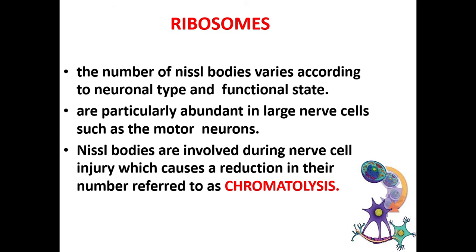The number of Nissl bodies varies according to neuronal type and functional state, meaning the type of nerve cells and their function. The ribosomes are particularly abundant in large nerve cells such as the motor neurons. And these ribosomes or Nissl bodies are involved during nerve cell injury, which causes a reduction in their number in the cytoplasm or neuroplasm of the nerve cell, referred to as chromatolysis.